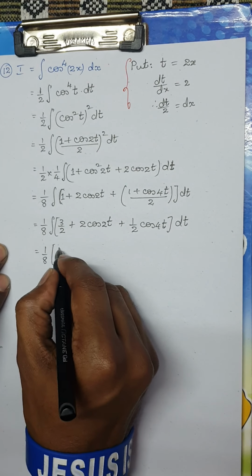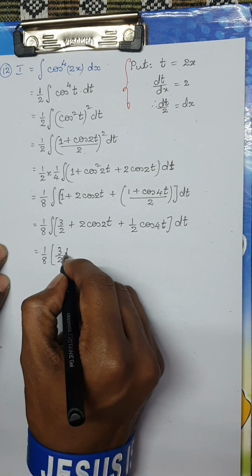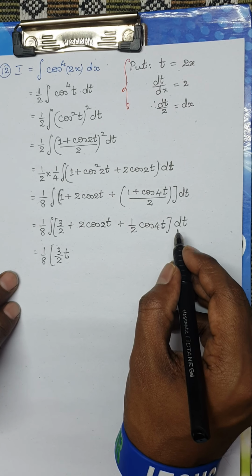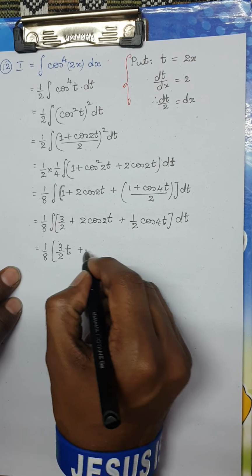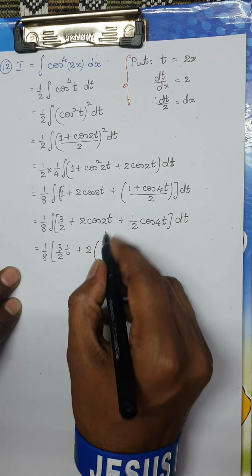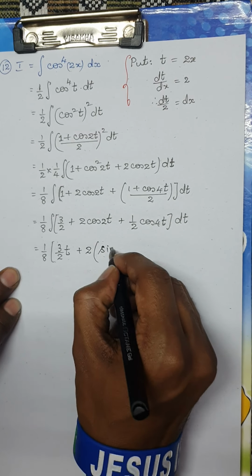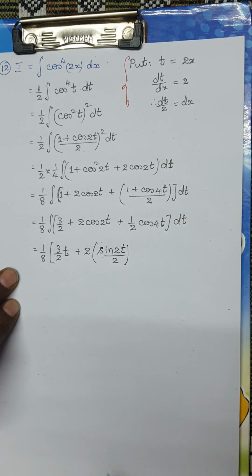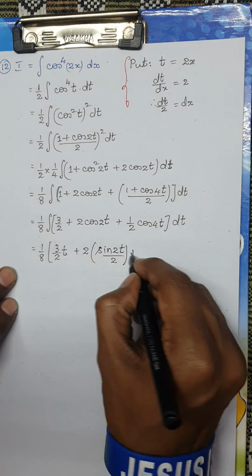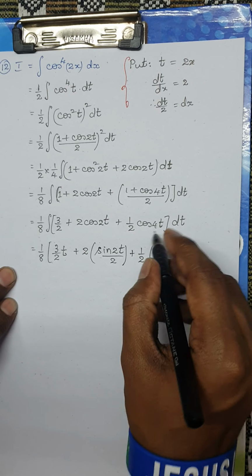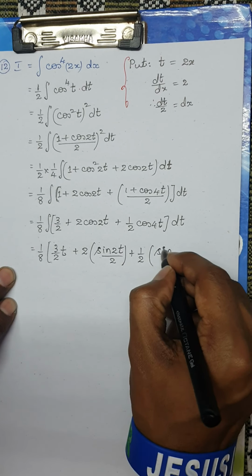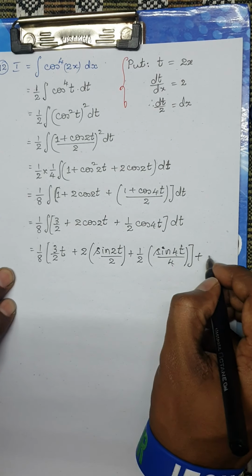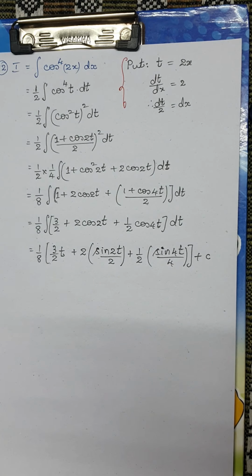So integral of 3 by 2 is a constant, so it would be 3 by 2t, remember, because you are integrating with respect to t. Okay, so 3 by 2t plus 2 into the integral of cos 2t is, as we know, sin 2t divided by 2. Okay, next plus half is a constant. Now the integral of cos 4t is sin 4t divided by 4, plus a constant of integration c.